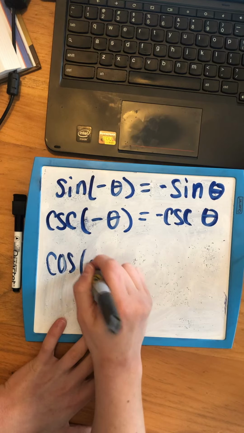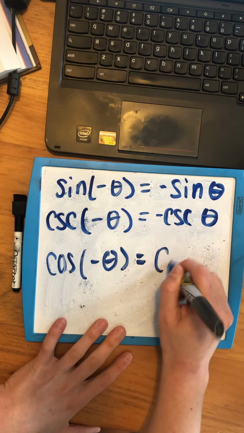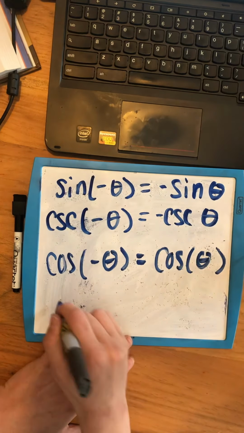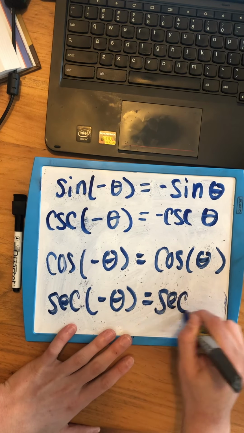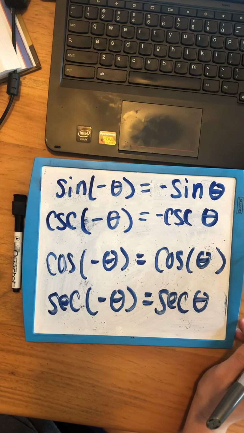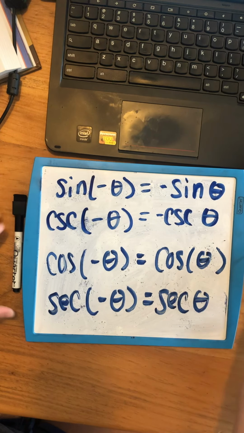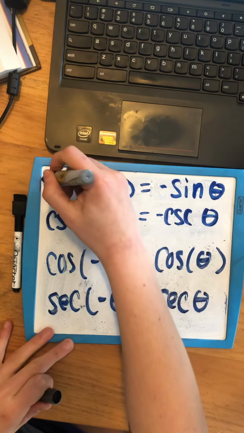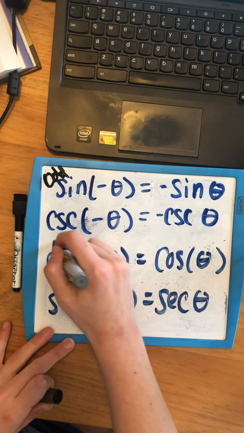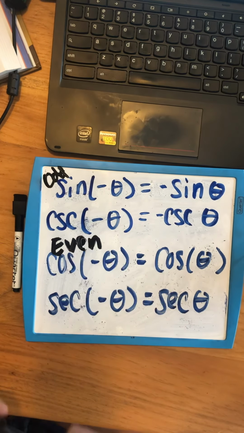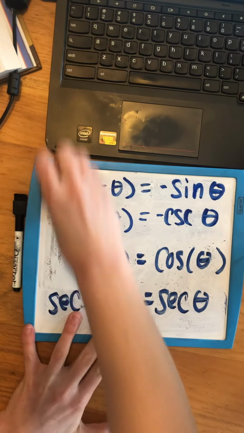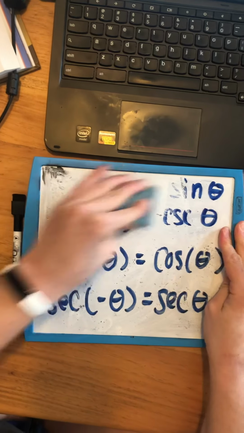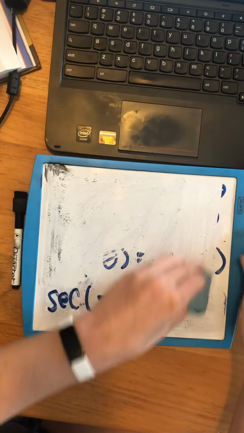Cosine of negative theta is just equal to cosine of theta. And secant of negative theta is equal to secant of theta because they're even. So odd, even. And tangent is odd.